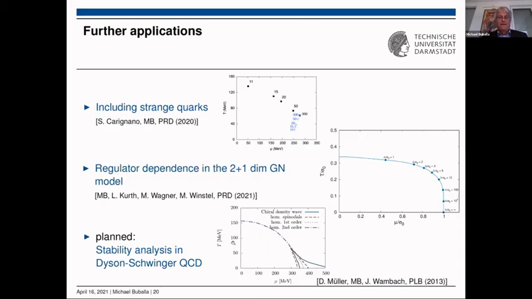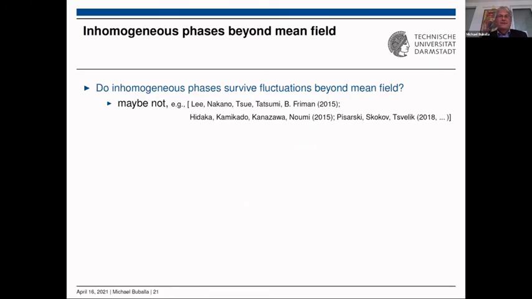But of course, one could also perform such kind of stability analysis, and that would probably allow us to go beyond these simple truncations. Now, the last point, I'm actually almost over time, I just briefly want to mention is that everything I discussed so far was just in mean field, but of course, the question is, do these inhomogeneous phases survive also fluctuations beyond mean field? And there are arguments that this might not be the case, that the long range order at least goes away.